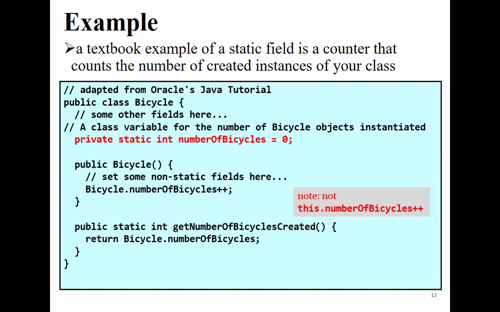Okay, so we create a private static int numberOfBicycles, and we keep incrementing this field whenever we create a new object.